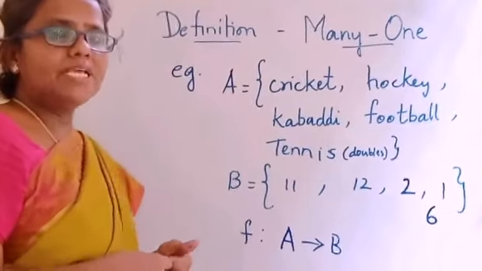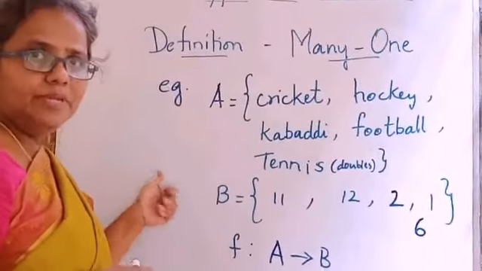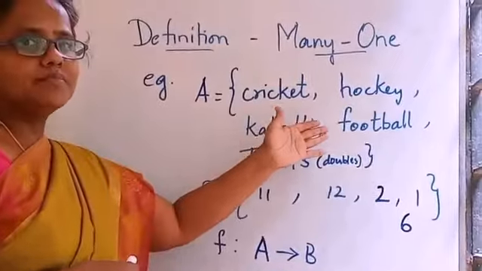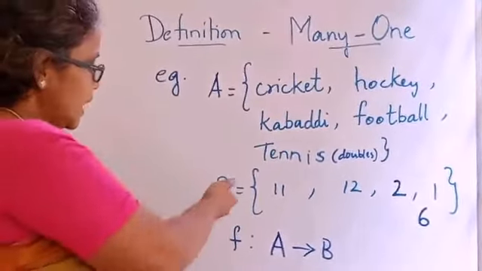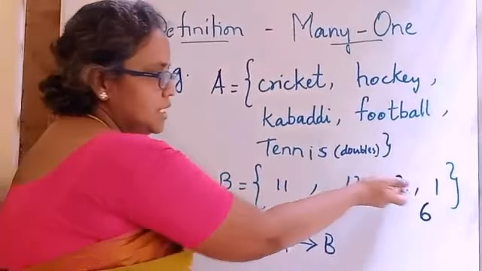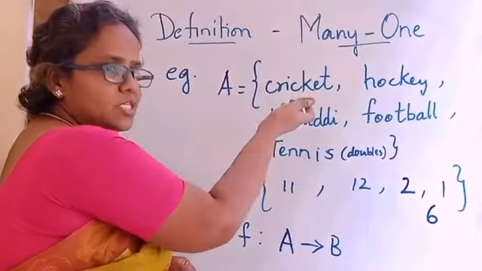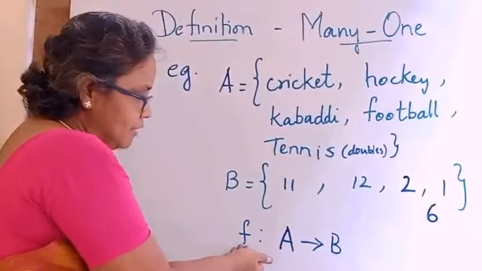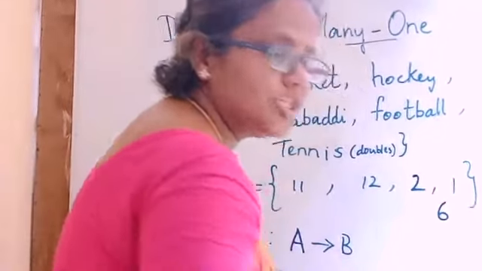Look at this real-time example for a many-to-one function. We have two sets A and B. In set A, you find the names of some games: cricket, hockey, tennis, and so on. And in set B, I have written some numerals, and these numerals represent the number of players who are going to play the game. So f is a mapping from A to B. Let's see how we can show this mapping.